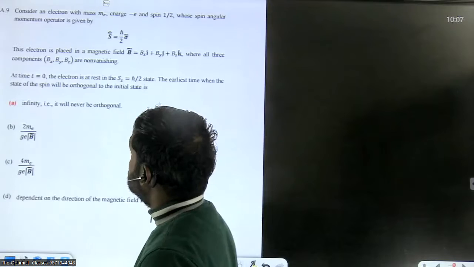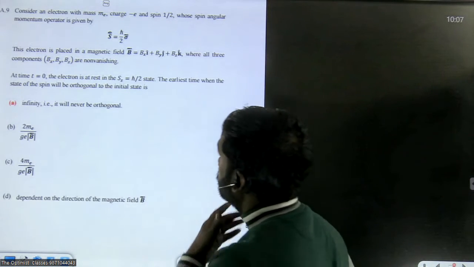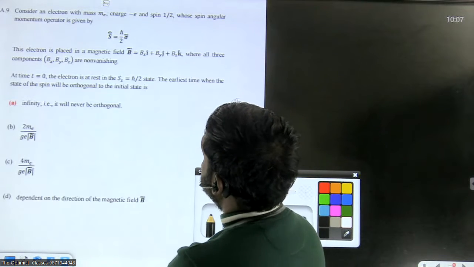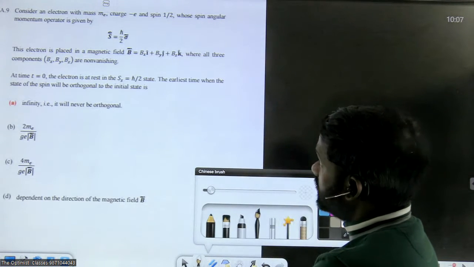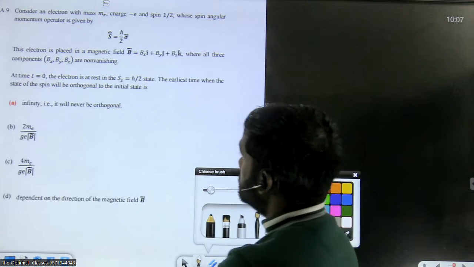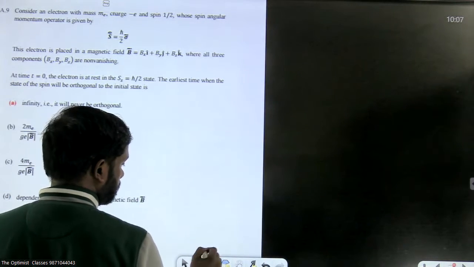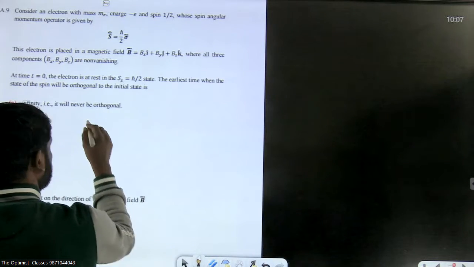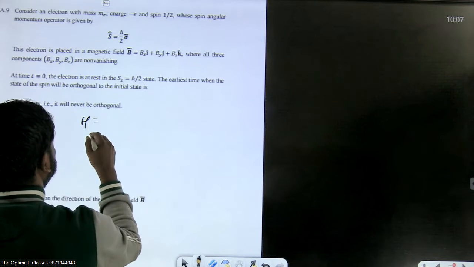Now this question is related to quantum mechanics. It says consider an electron with mass m and charge minus e and spin half, whose spin angular momentum is given to be this. It is in a magnetic field. Okay, so if you write its energy, see here, if you write the Hamiltonian, it will be something like this.